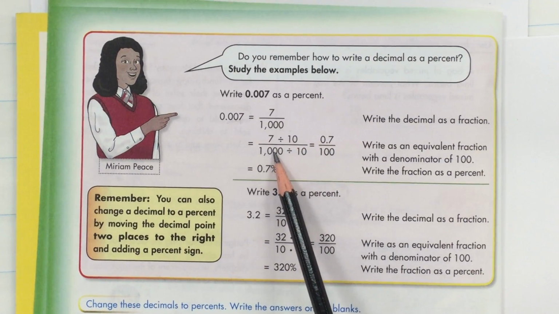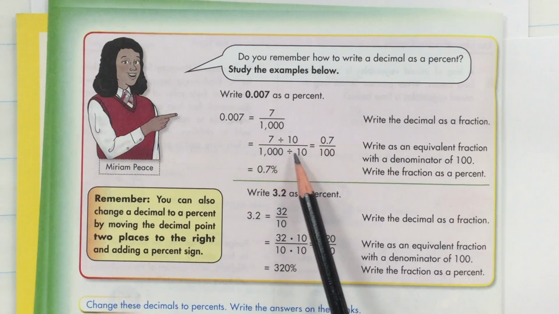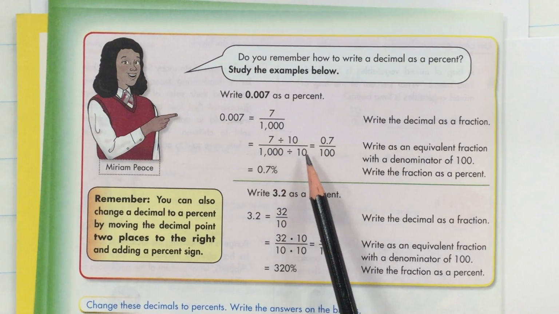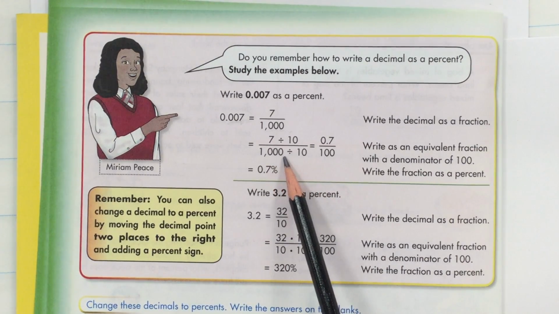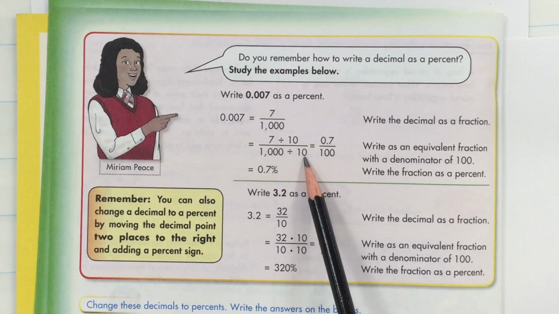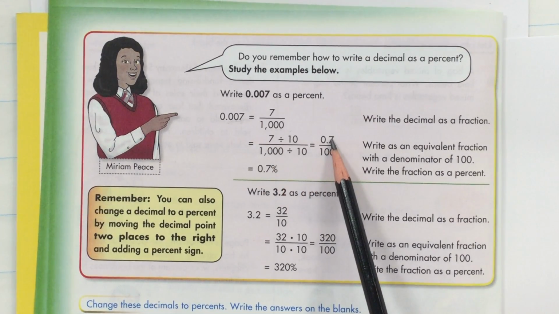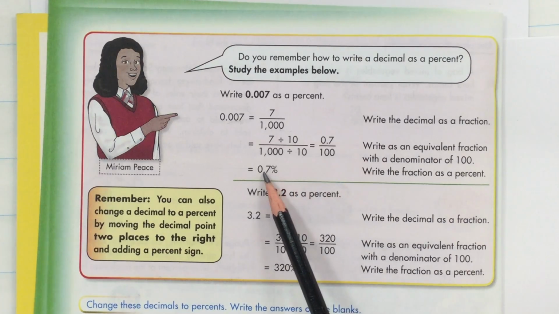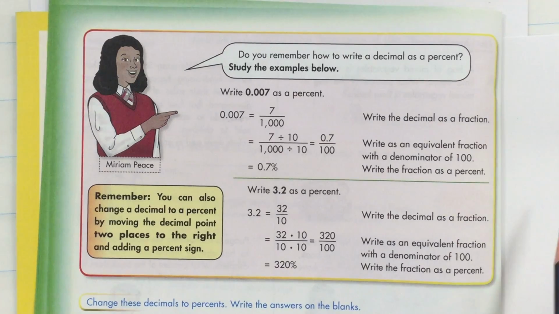Now we want to get this number because percentages are out of 100. So how many times do we have to divide 1,000 to get to 100? Just 10. If it's 10,000, then it would be by 100. If it's just 100, we would leave it alone. So we see we have 0.7 over 100, which is 0.7%. So just follow where the math goes.